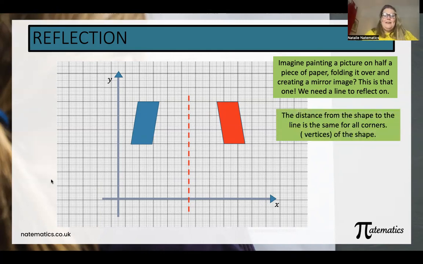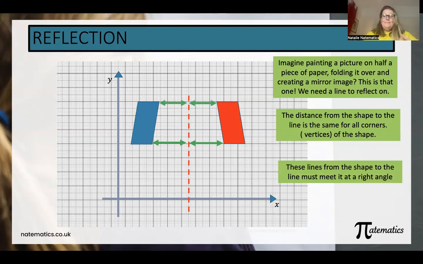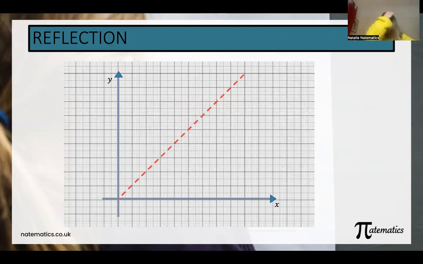Right. And then what we do here is we also look at the distance from each of the points on that shape, the vertices, to that line, and it should be the same on both sides. And when you look at the lines between each of the corners, they meet this at a right angle. So when we look at this line here, and these lines here, they meet at a right angle, which again, when you've got a vertical line or a horizontal line, is much easier to see, but it's probably never really explained to you in that way. Just bear that in mind.